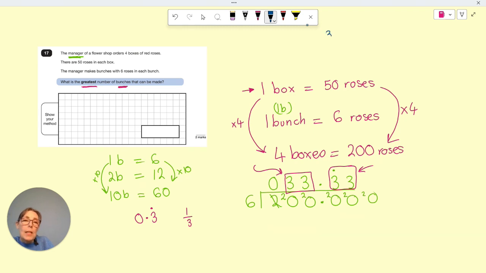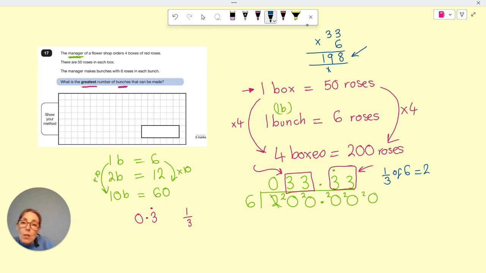I wonder what 33 multiplied by 6 is. 33 bunches, and each bunch has 6 in it. 6 times 3 is 18. 6 times 3 is 18. Add 1 is 19. Okay, so there's 2 roses left. And that would make sense because a third, and that's what this is, a third of 6 is actually equal to 2. And there's 2 left over. So what we'd need to do is we'd need to have 4 more to make another bunch.